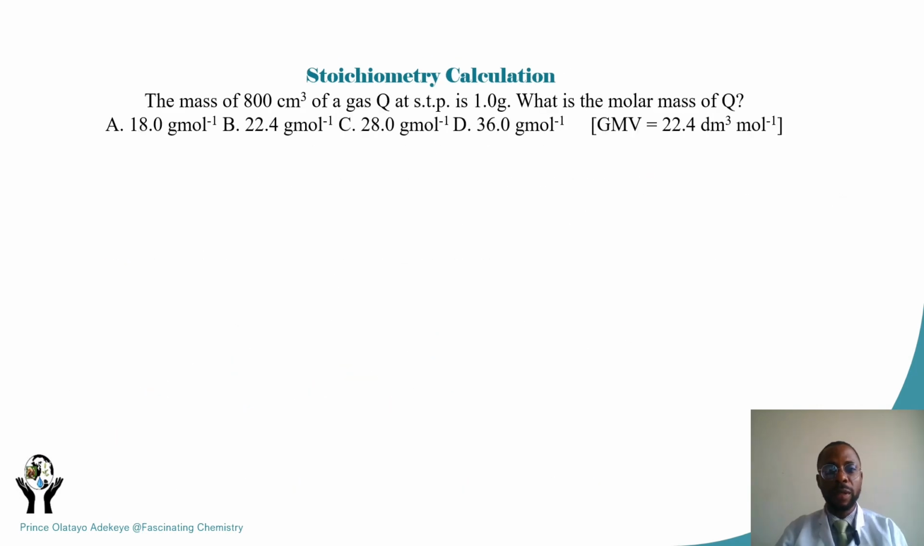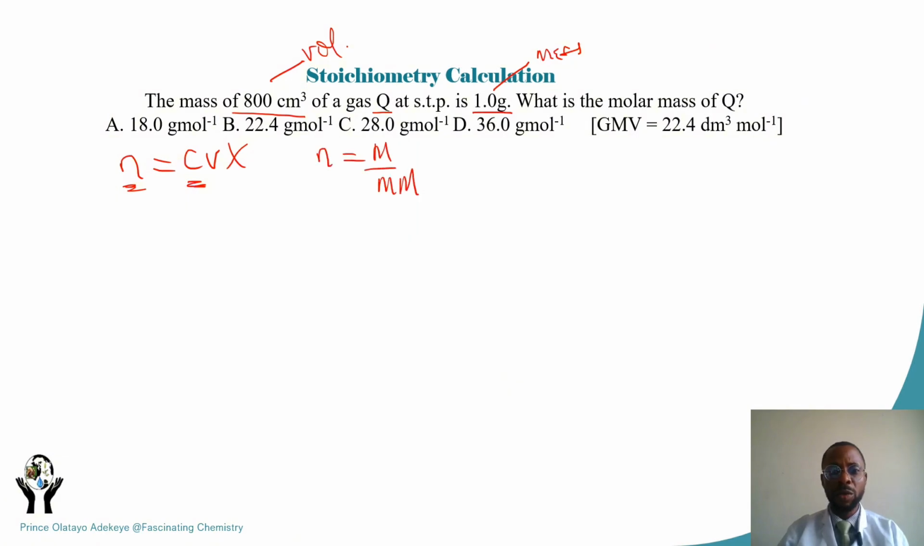Here the question says the mass of 800 centimeter cube of an unknown gas Q at SCP is 1 gram. So this is the mass, and you are given the volume. What is the molar mass of Q? You cannot start by saying N equals CV because C is not given and neither were you given N. So this expression will not work. Let's see, can you say N equals mass over molar mass? The question says you calculate the molar mass. Yes, we are given the mass, but N is not given. So this formula cannot work yet.